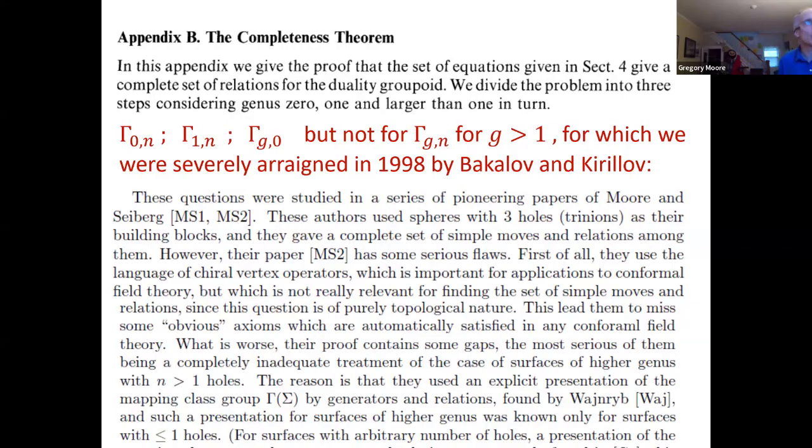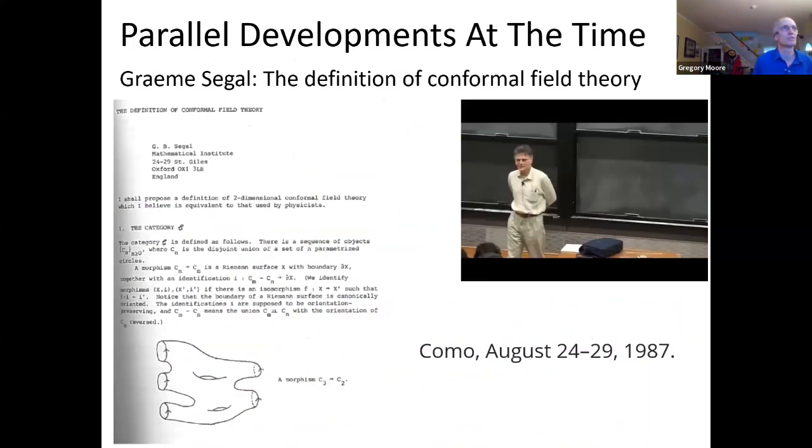So for this, we were severely arraigned 10 years later in an important paper and later book by Bakalov and Kirillov. Actually, in our paper, in our Trieste lectures, we say quite clearly that we couldn't do G_n for G bigger than 1 and all numbers of punctures.